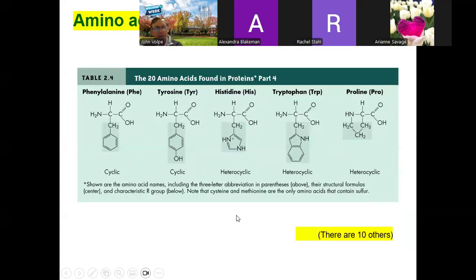But that doesn't mean you can't have a polar R group. For tyrosine, this region of the R group is nonpolar, but this region is polar. You only need a little bit of polarity to make the R group polar. So tyrosine is considered a polar amino acid. Same with histidine.